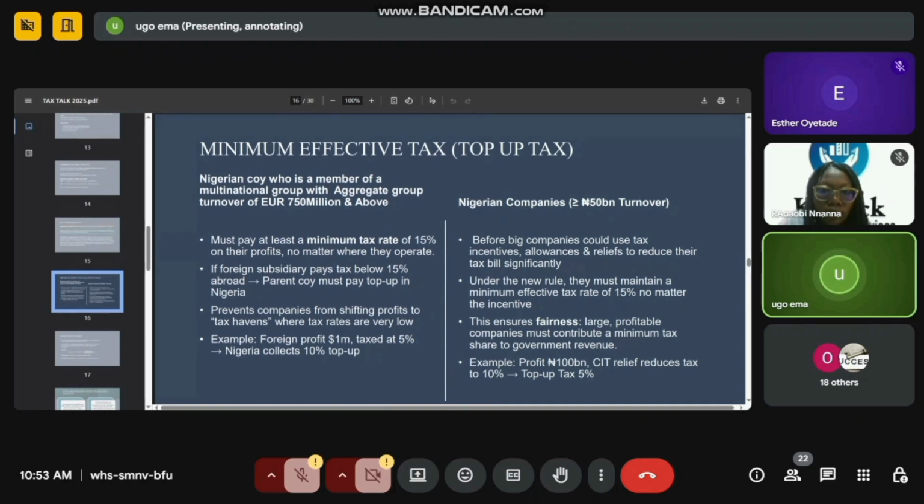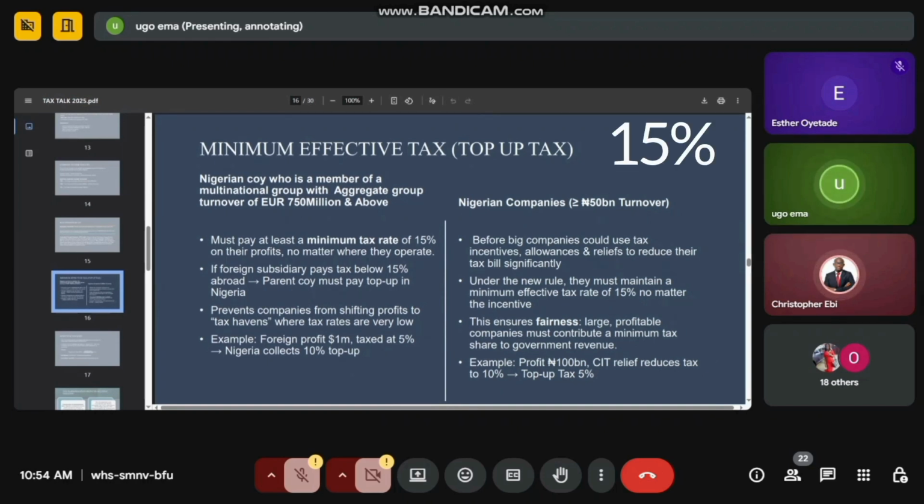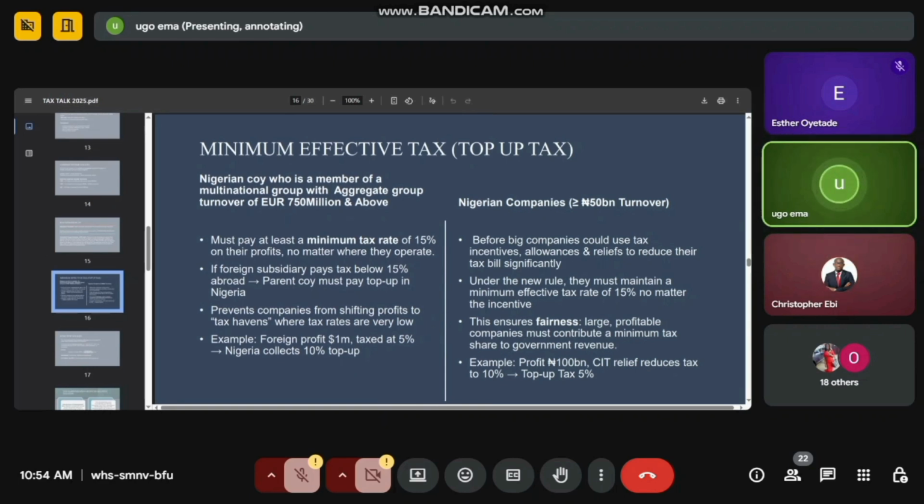No matter where your company or your business is operating outside of Nigeria, you must pay at least the minimum tax rate of 15%. So if for any reason your effective tax rate outside of Nigeria is not up to 15%, your Nigerian company here will pay what is called a top-up tax. So let's say, for example, your foreign profits, what you earned from your subsidiaries outside of Nigeria, the effective tax rate is 5%. So the Nigerian company here must pay the top-up tax of 10% to make sure that it is up to 15%.